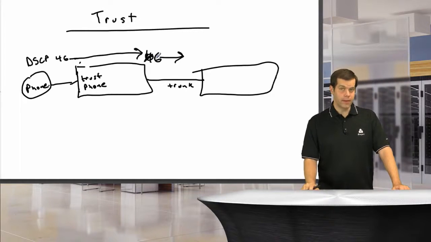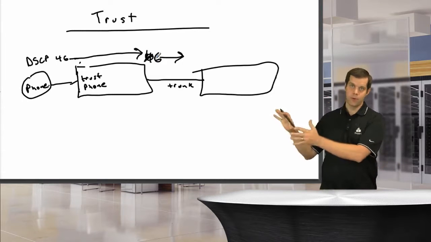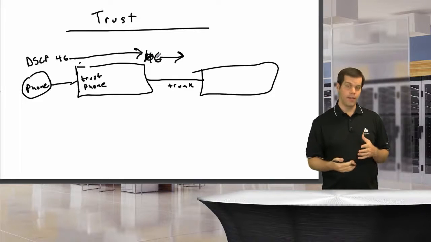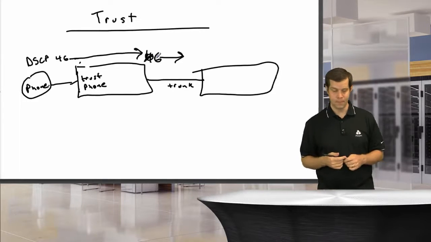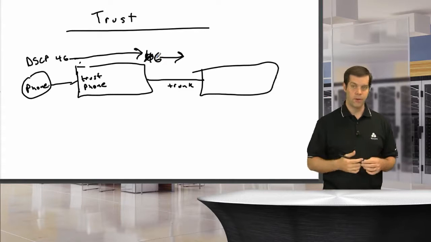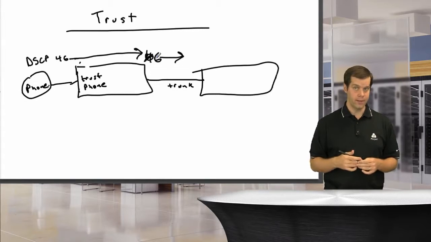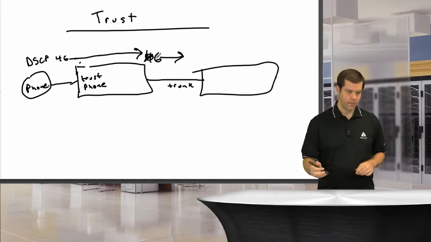So that's what trust is going to give us. We're just going to honor the markings as they come in, send them through the switch, and they're the same markings as they leave as they were when they came in, unless we explicitly make a change through some sort of other policy. And just remember that we trust by default now. In order to untrust a port, we have to do some form of a conditional trust and not see what it is we're trying to see. So that's the concept of trust.